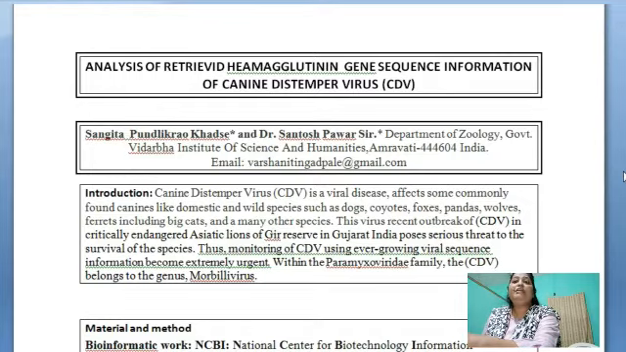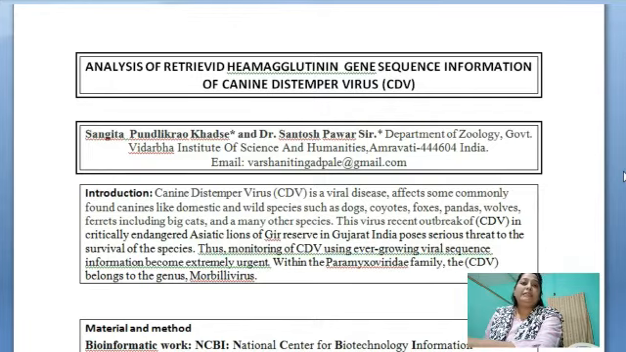Thus, monitoring of this CDV using ever-growing viral sequence information has become extremely urgent. This CDV virus belongs to the family Paramyxoviridae and the genus Morbillivirus.